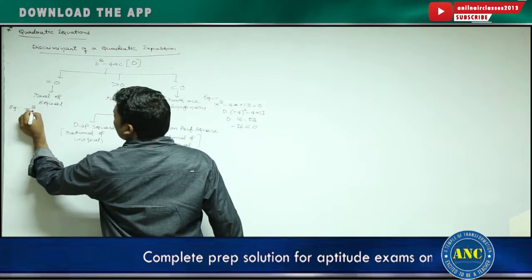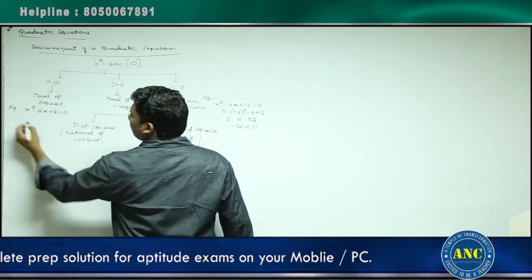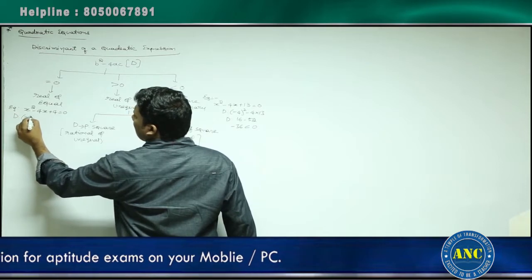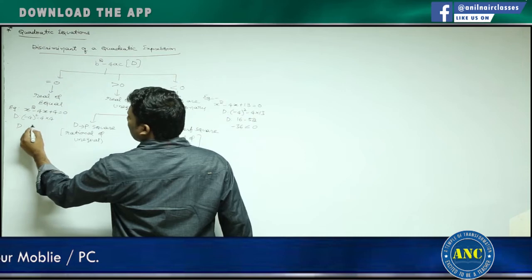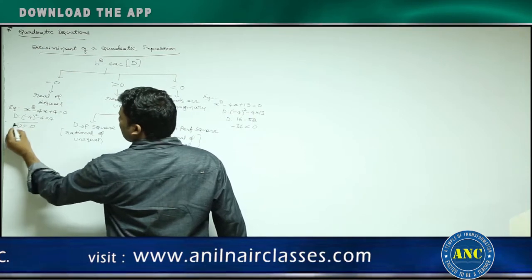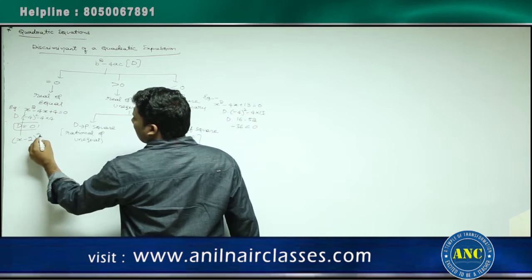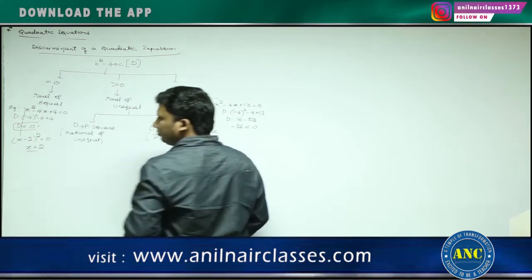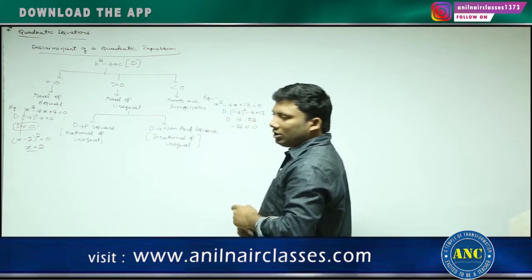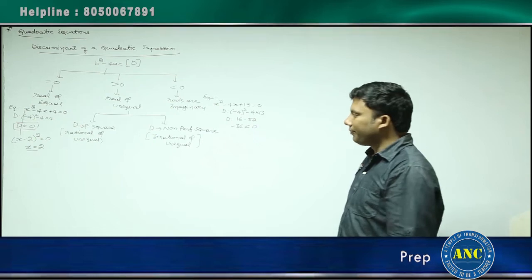Here also an example. x square minus 4x plus 4 equivalent to 0. Discriminant is b square minus 4ac, 16 minus 16, 0. Discriminant 0. This is nothing but x minus 2 whole square equivalent to 0, x equivalent to 2. There are two roots which are equal to each other. The two roots are 2, 2.